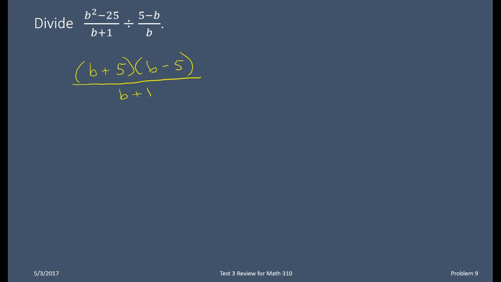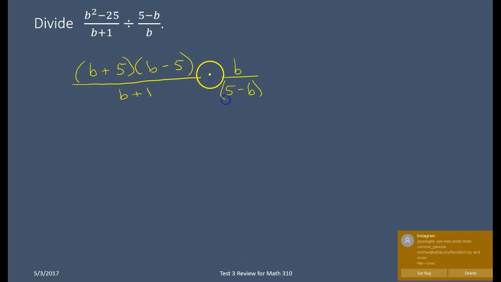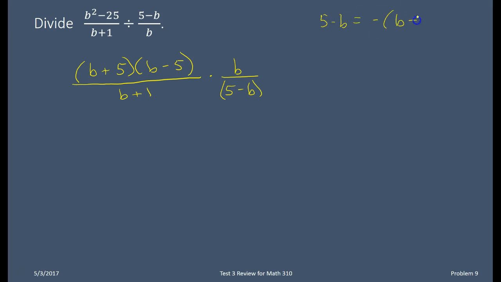And then now we're going to use our KFC for division. We're going to keep the first, flip the second, which gives us b over 5 minus b, and change the division to multiplication. Okay, if you notice, the b minus 5 looks kind of like the 5 minus b, but it's backwards. You can flip around the 5 minus b if you put a negative sign in front. In other words, 5 minus b equals negative b minus 5.